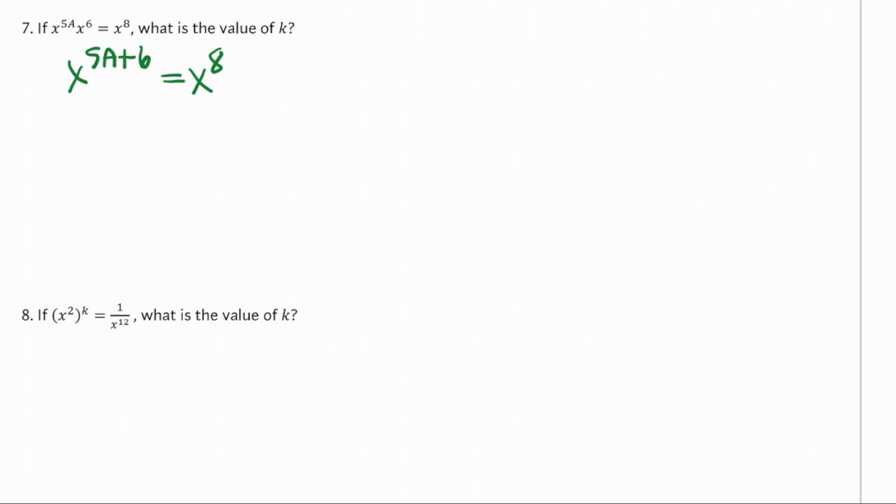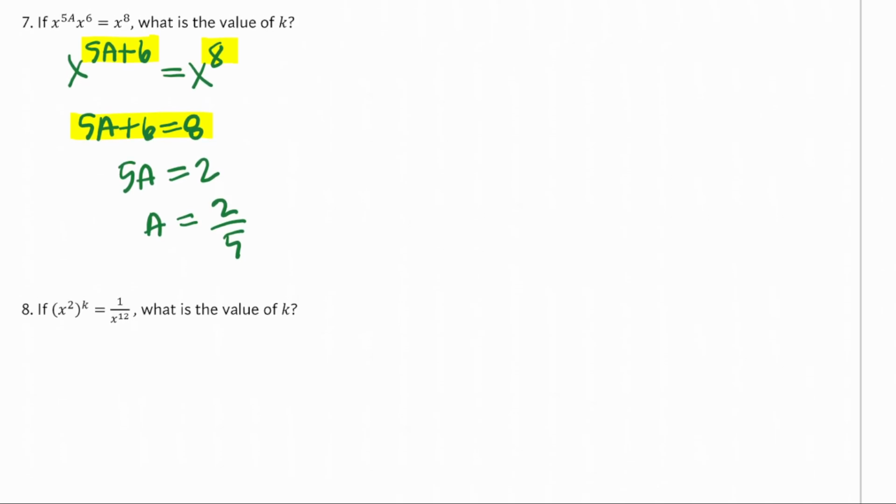And then I'll say, okay, if these two things are equal, then they have the same base, and it's because their exponents have to be equal. So I'll say 5a plus 6 equals 8. And I'll just solve for this the way we have been this whole year. I'll get a is 2/5.